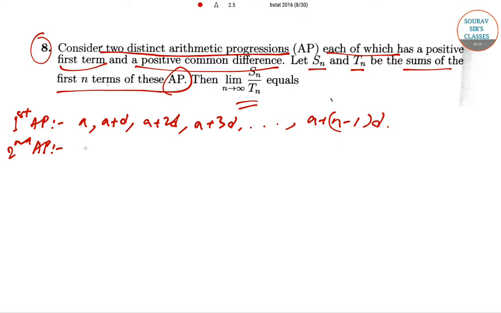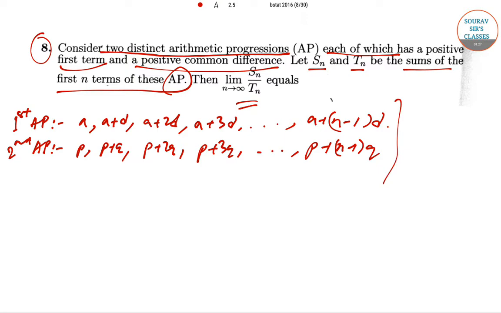we can take p, then p plus q, p plus 2q, p plus 3q, and this will go on till p plus (n minus 1)q. Here we have been given that a, d are both greater than 0 and also p and q are greater than 0. They are all positive.